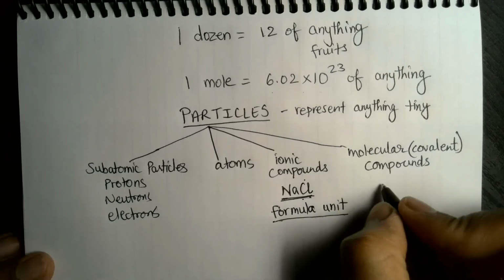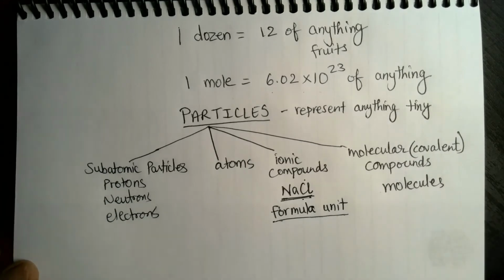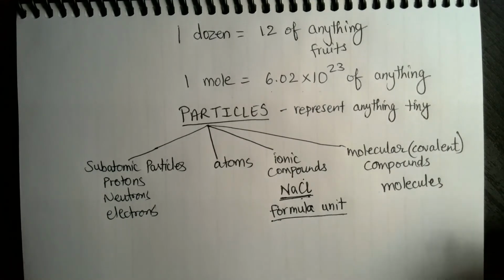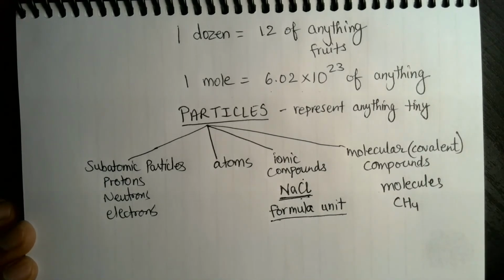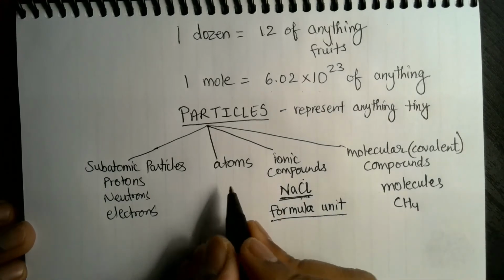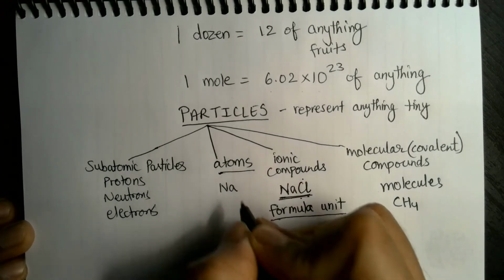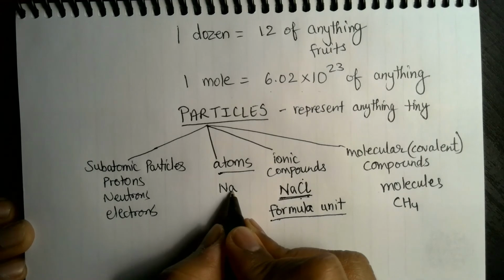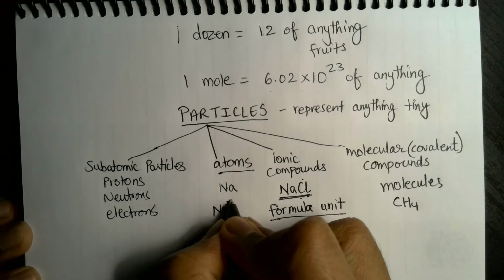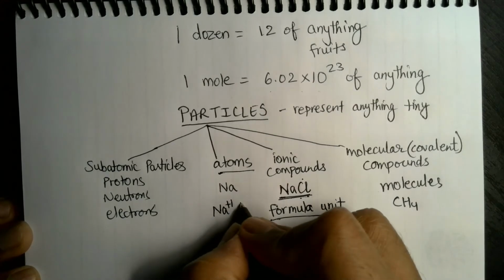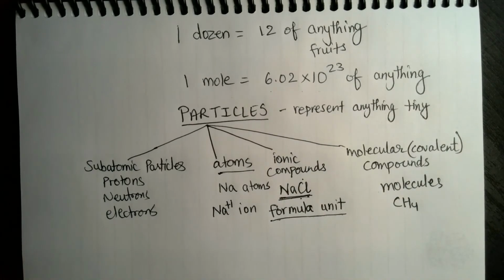Okay, the word molecules is only used, or supposed to be only used, for molecular or covalent compounds. For example, CH4, methane, a molecule of methane. Okay. Then comes atoms. Atoms are just used as atoms. You'd say I have a sodium atom. Atoms can be charged though when you refer to them as ions. So I can say that I have a sodium positively charged ion as well. These are words you can use to refer to particles.